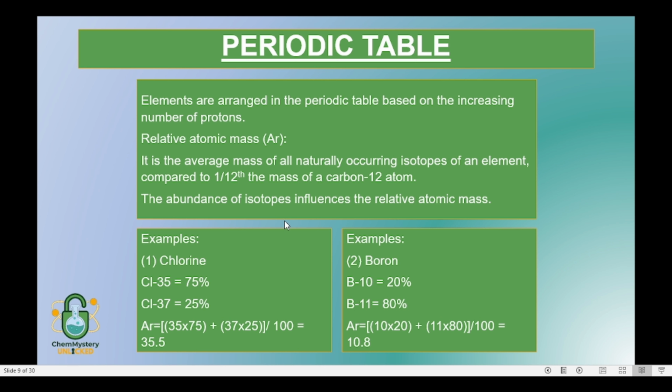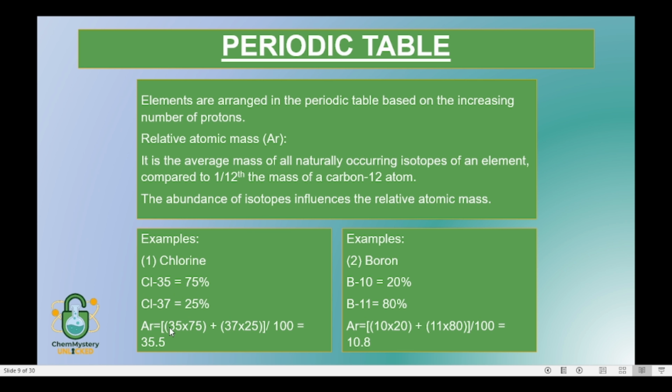Now let's move on to the examples. The first example is of chlorine, that has the mass 35 and the relative percentage 75%. And then chlorine 37, that has mass number 37 and 25% is the relative percentage. How do we calculate the relative atomic mass? We calculate the relative atomic mass by multiplying the mass number with the percentage abundance.